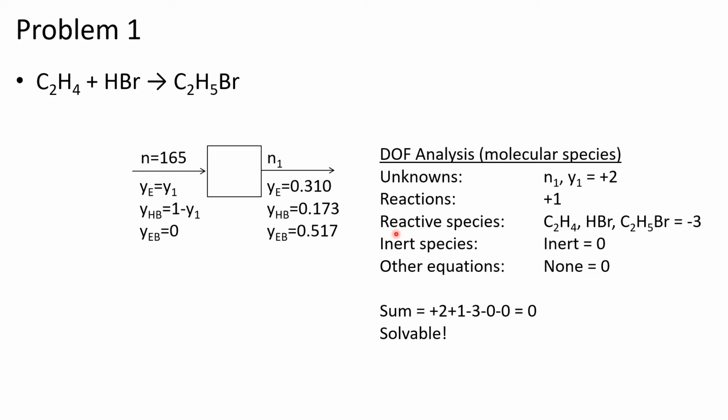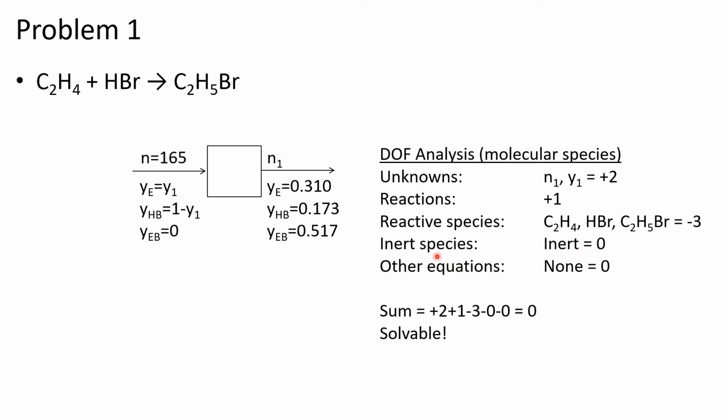Next, we'll count the reactive species. If we look at the chemical reaction that we have balanced, we find that ethylene is 1, hydrogen bromide is a second, and ethyl bromide is a third. So we have 3 reactive species. In this particular case, all 3 are independent. They're not present in the same ratio throughout the process.